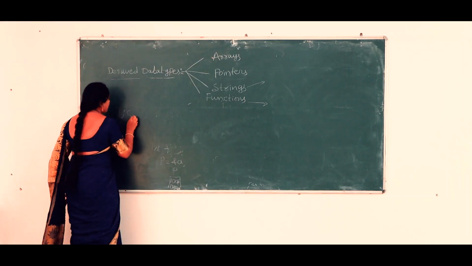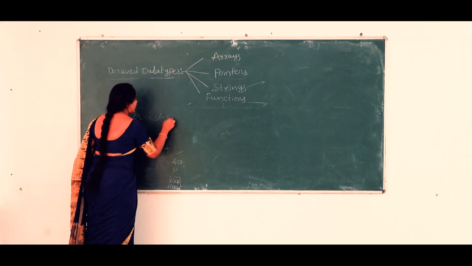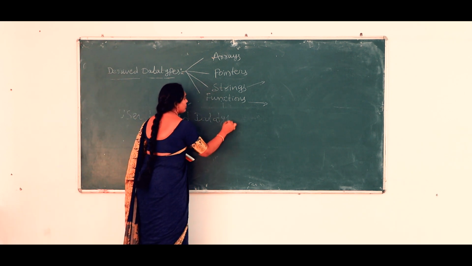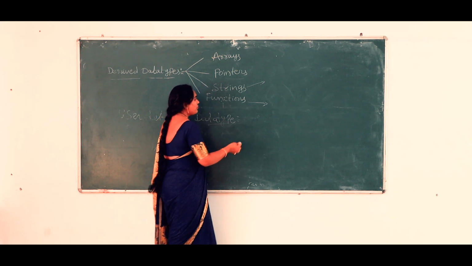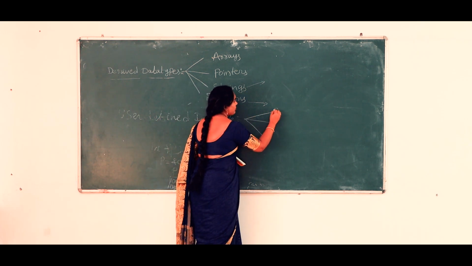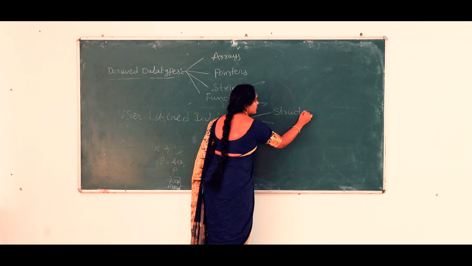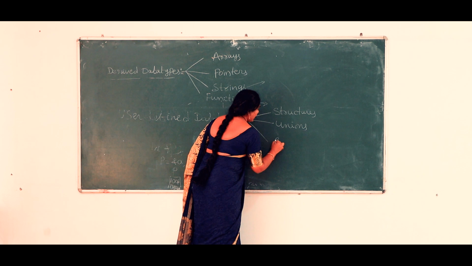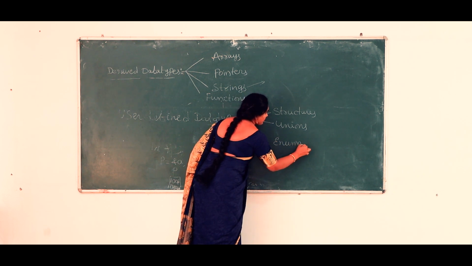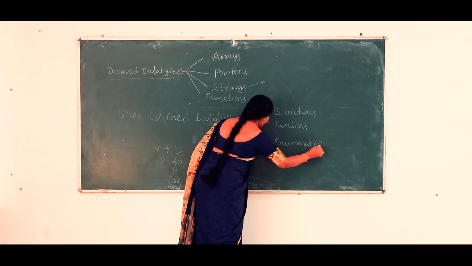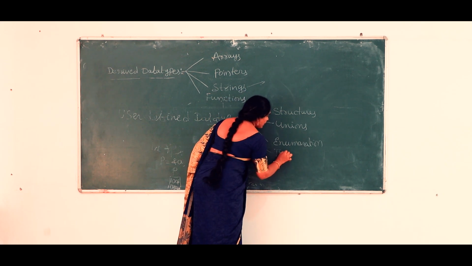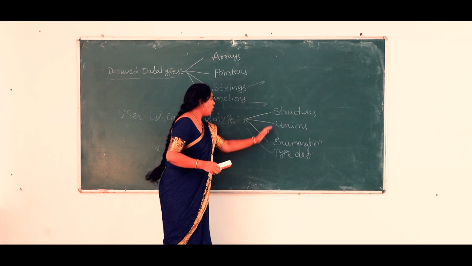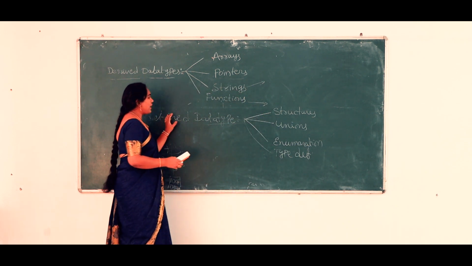User defined data type. Here, the user defined data types are structures, unions, enumeration, and typedef. These four are the user defined data types.